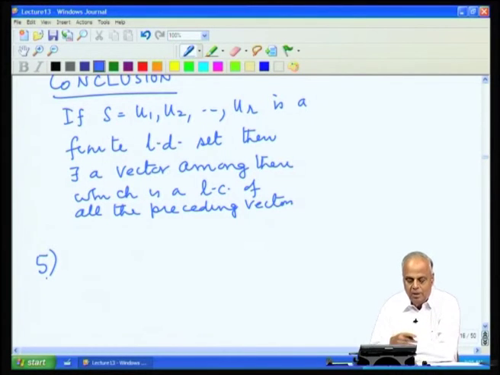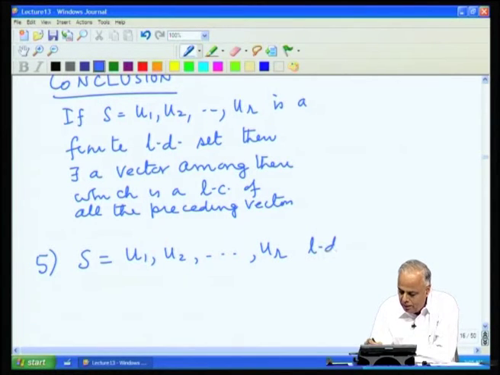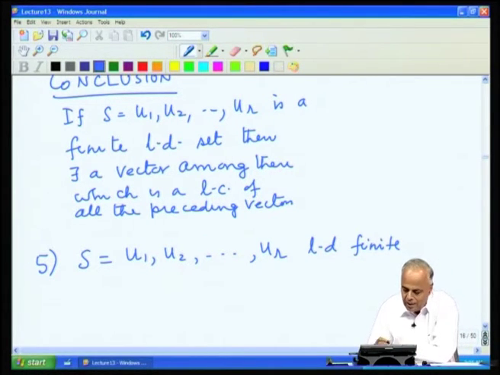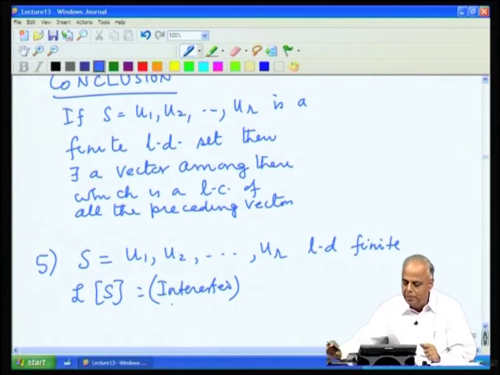The next, we keep expounding this idea further. Suppose we have again a finite linearly dependent set. Suppose linearly dependent and finite. Now, what does our analysis just now say? It says that one of them must be a linear combination. So, we are interested in the space spanned by them, what is it that we can build.